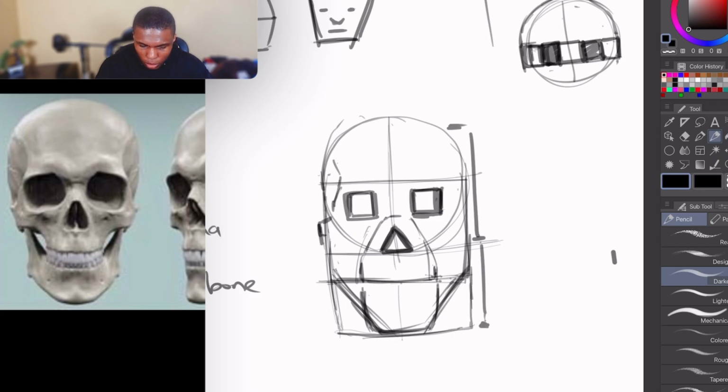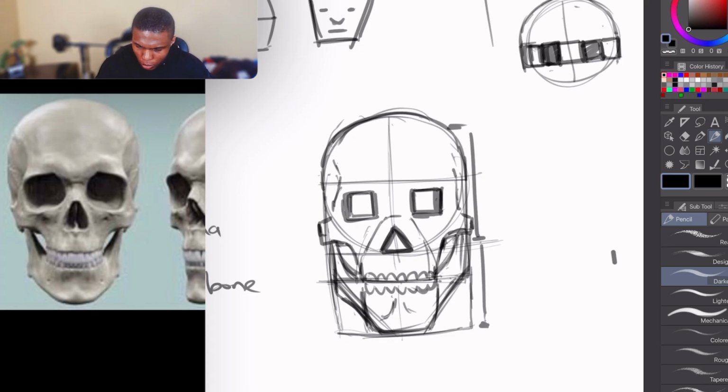Add your zygomatic arc here. Then our lower jaw here. And just like that, we have our skull.